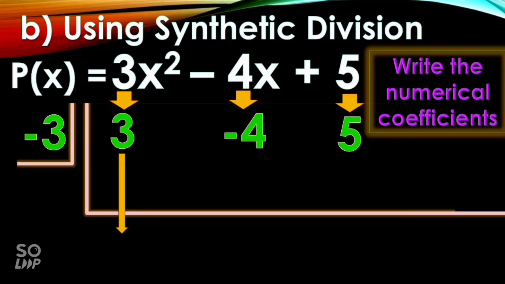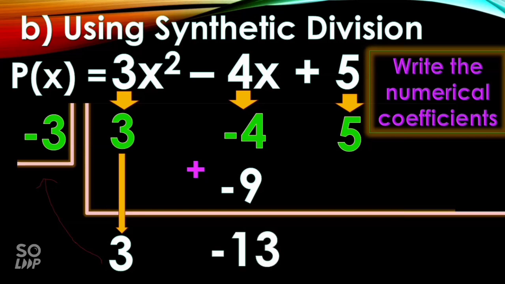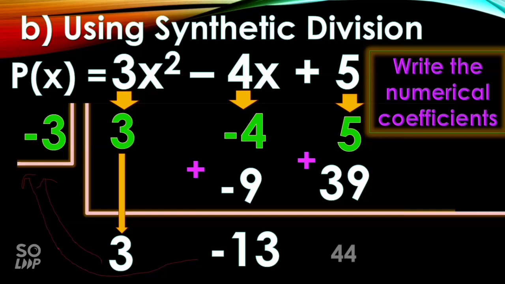Okay, so isusulat lang natin or i-rewrite lang natin yung 3 sa baba. And then, i-multiply natin sa divisor. 3 times negative 3 equals negative 9. And then, negative 4, add natin sa negative 9. Okay, so negative 4 plus negative 9 is negative 13. And then, negative 13, ito times ulit natin sa divisor, which is negative 3. Negative 13 times negative 3, the answer is positive 39. Then, 5 plus 39 equals 44.